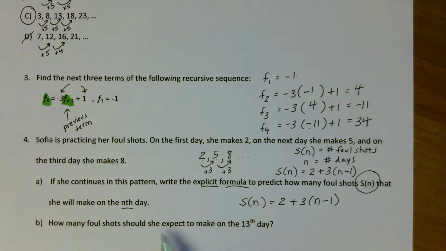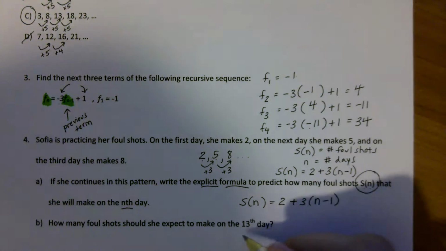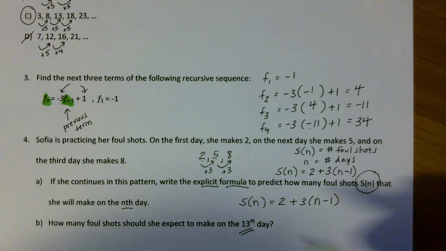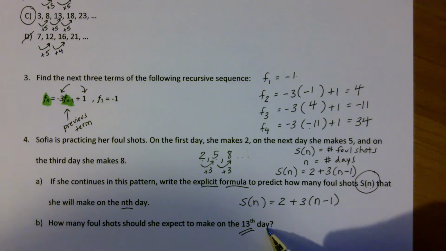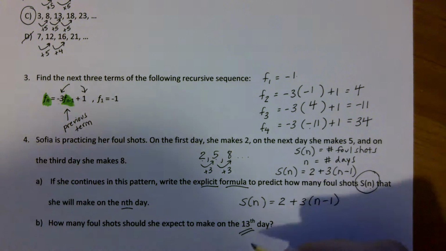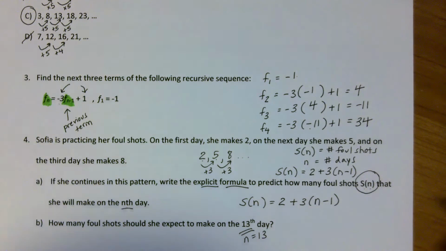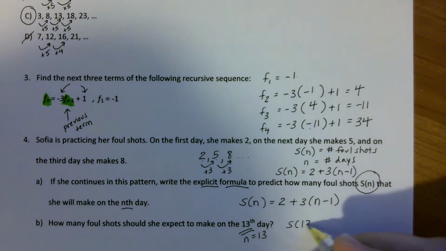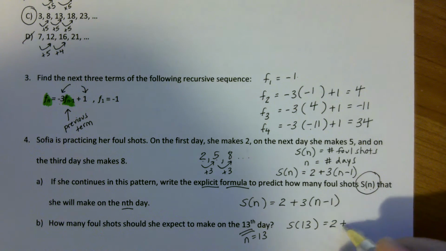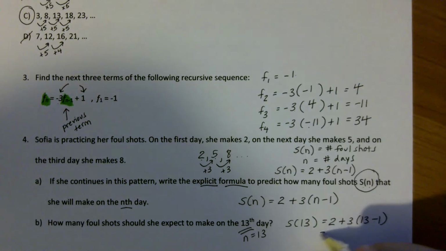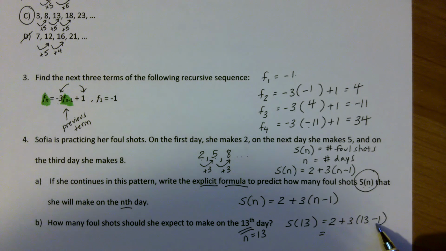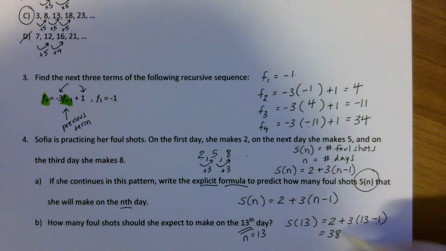And now you're asked, how many foul shots should she expect to make on the 13th day? So they either gave me S of n or they gave me n. 13th day, I look here, and n is the number of days, so they just told me n is 13. So S of 13 equals 2 plus 3 times 13 minus 1. You could do this mentally. 13 minus 1 is 12. 12 times 3 is 36, plus 2 is 38.